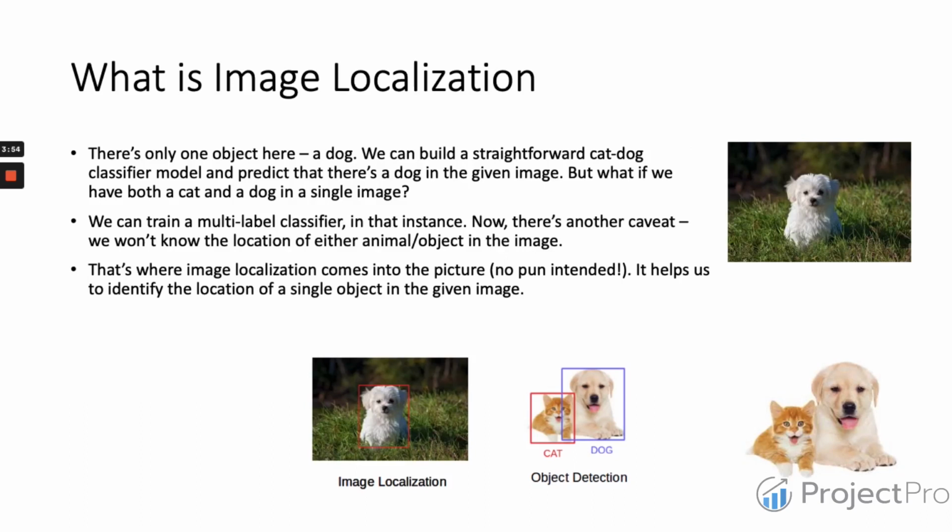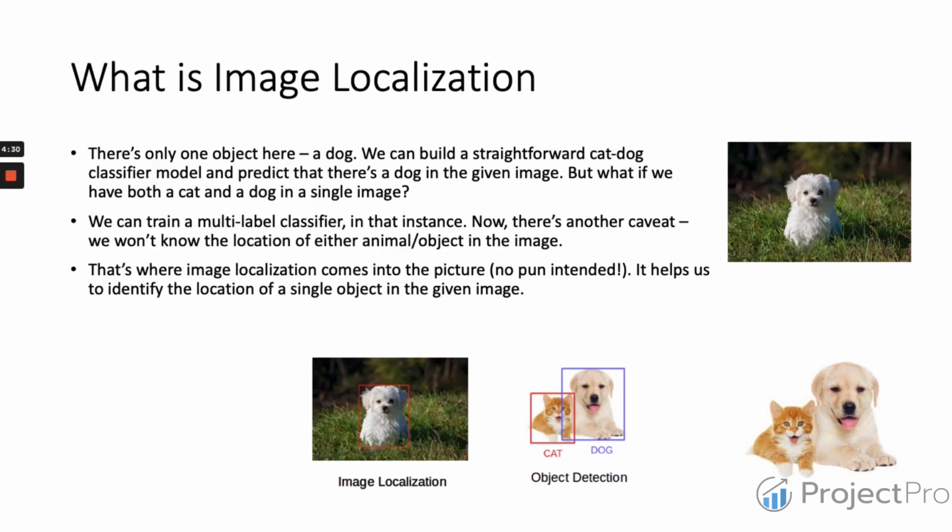All right. So moving on, what is image localization? How do we actually identify where this particular fire is located? Earlier, you might have come across multiple object detection frameworks or detection architectures that classify between a cat and a dog. Is there a dog in the image, or is there a cat in the image? If there's only one object in an image, a dog, you can build a straightforward cat-dog classifier model and predict that there's a dog in a given image.